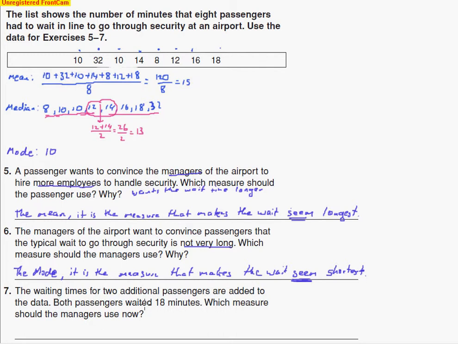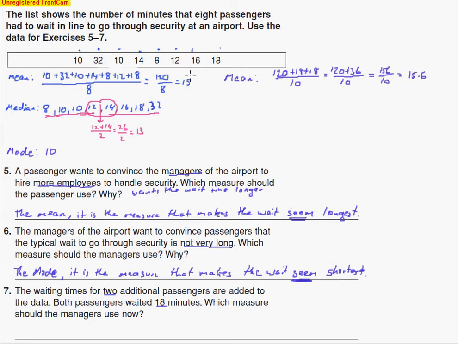Well, the waiting times for 2 additional passengers are added to the data. Both passengers waited 18 minutes. So 2 waited 18 minutes. So let's figure out our new mean here. Let's just use this number 120, and let's add in those 2 18s, and then we're going to divide by 10. So 120 plus 36 when I add those 2 18s together makes 156 over 10. So that makes 15.6. So we figured that the mean would go up.